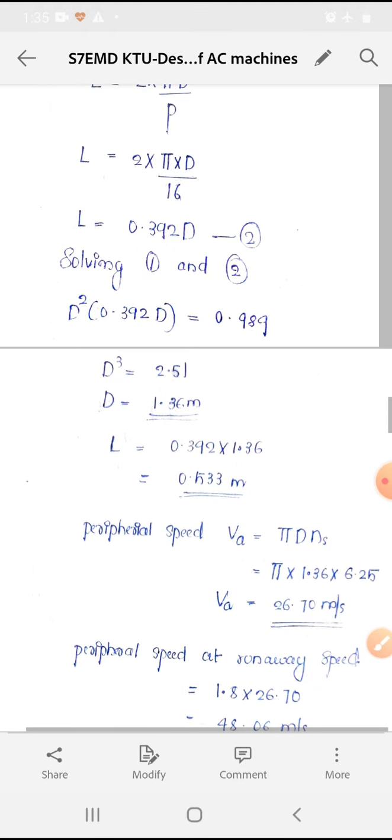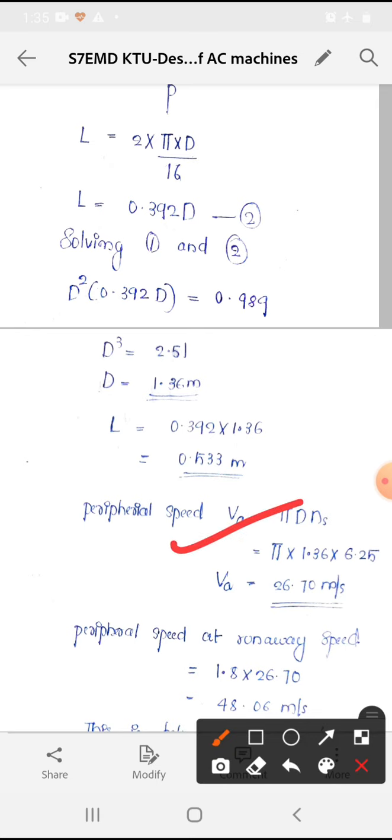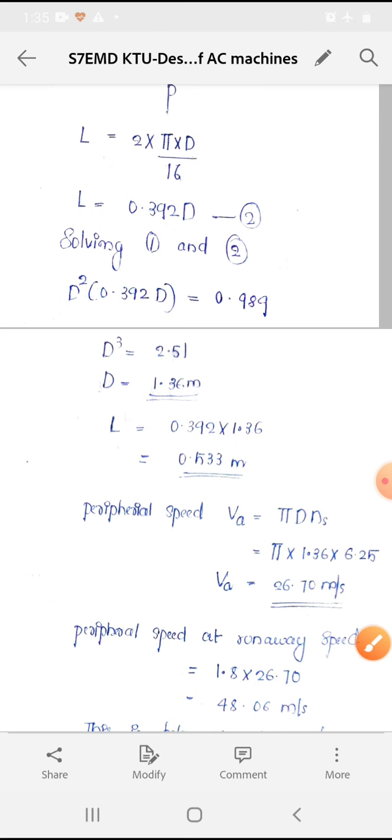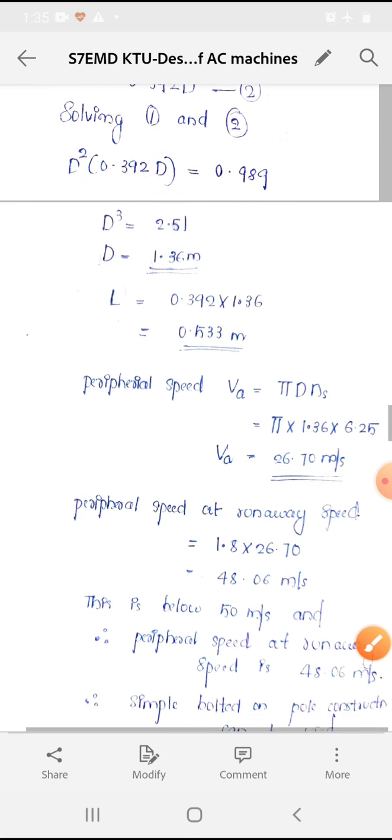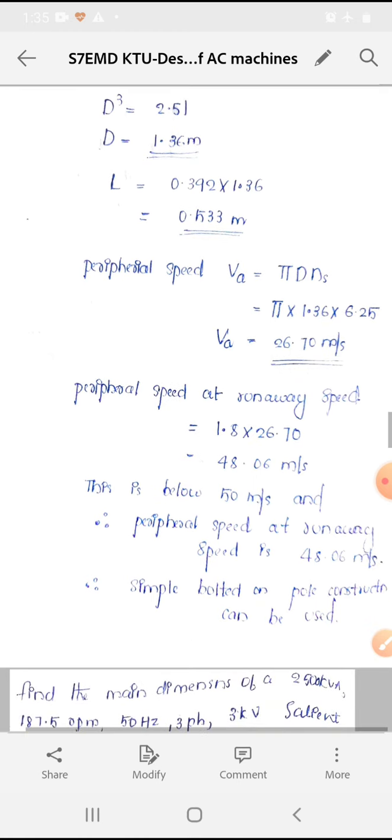Next, we are going to find out the peripheral speed at runaway speed. In the question, it is given as 1.8 times the synchronous speed, that is 1.8 times the peripheral speed. So first we have to find out the peripheral speed. V is equal to pi d ns. We got peripheral speed as 26.70 meter per second. So substituting this value in peripheral speed at runaway speed, we will get 48.06 meter per second, which is within the limit. So a simple bolted on pole construction can be used since it is below 50 meter per second.